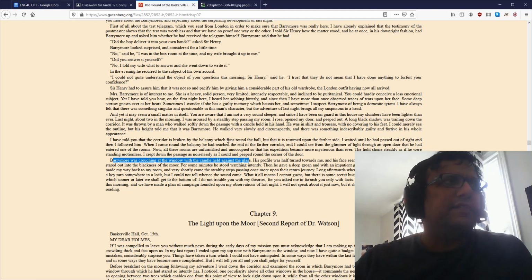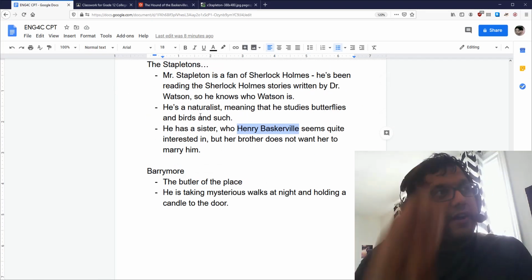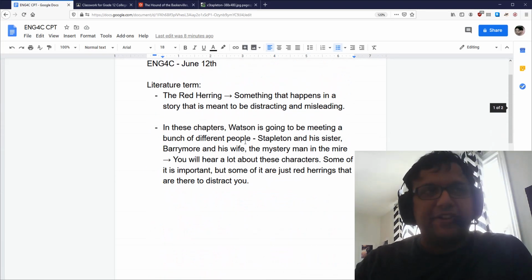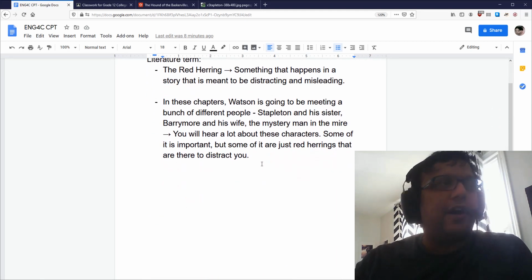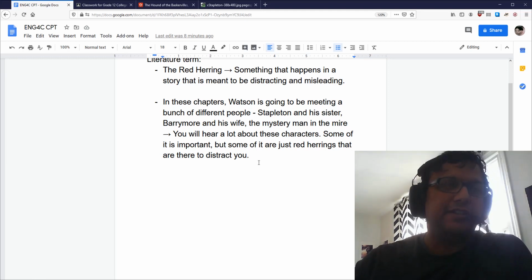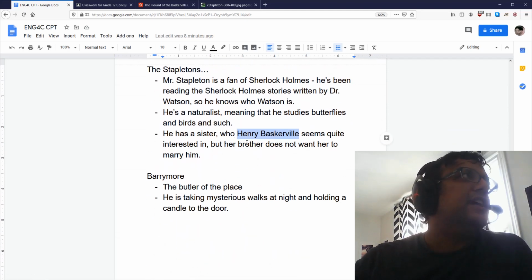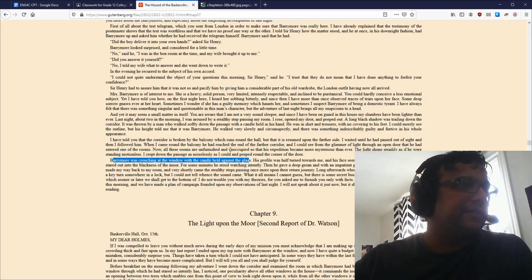So, all of these things are information that is being presented to you, the reader. Some of it is very important, but other parts of it are red herrings, right? So, some of this might be pretty important later on, some of it maybe not so important after all. So, you'll be sorting that out as we go along here.